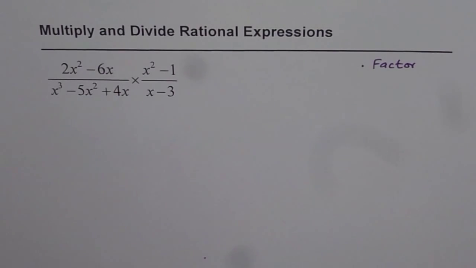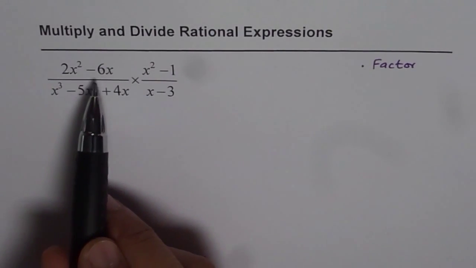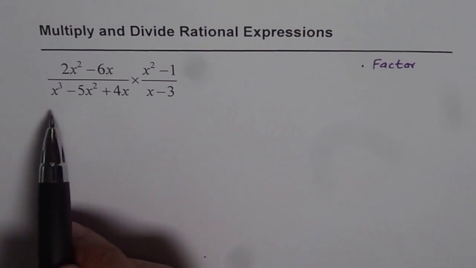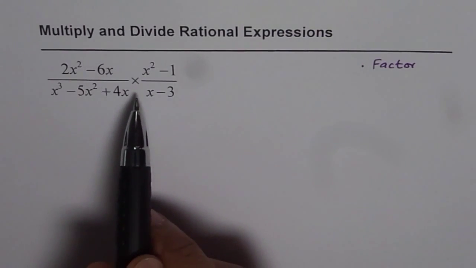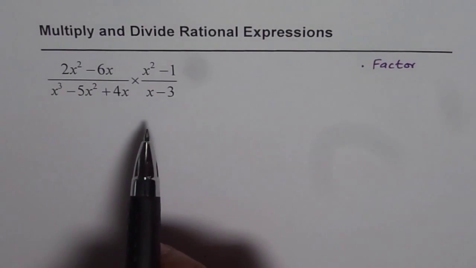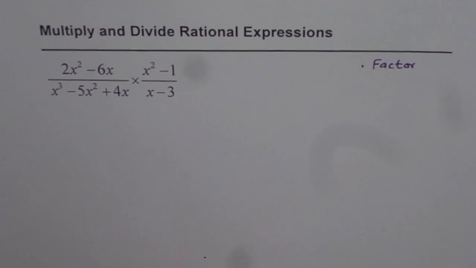Now in this video, let us see how to multiply rational expressions. The question is 2x squared minus 6x divided by x cubed minus 5x squared plus 4x times x squared minus 1 divided by x minus 3. We need to factor these expressions before we can simplify.